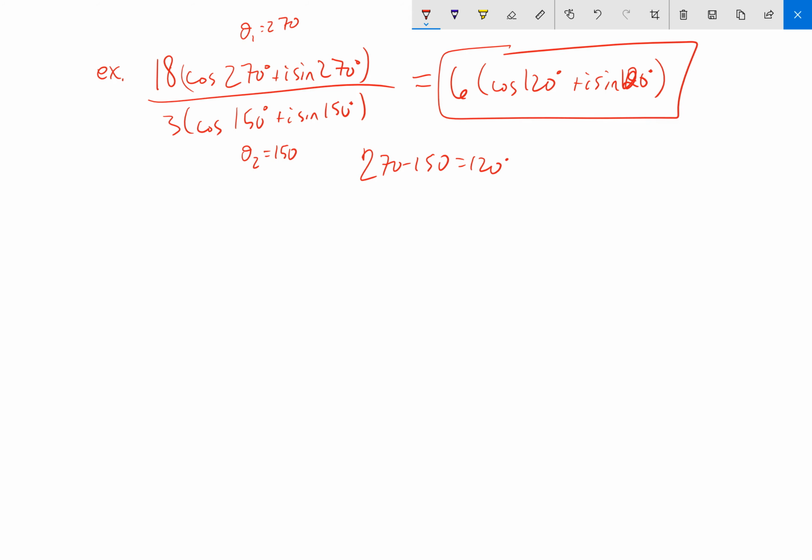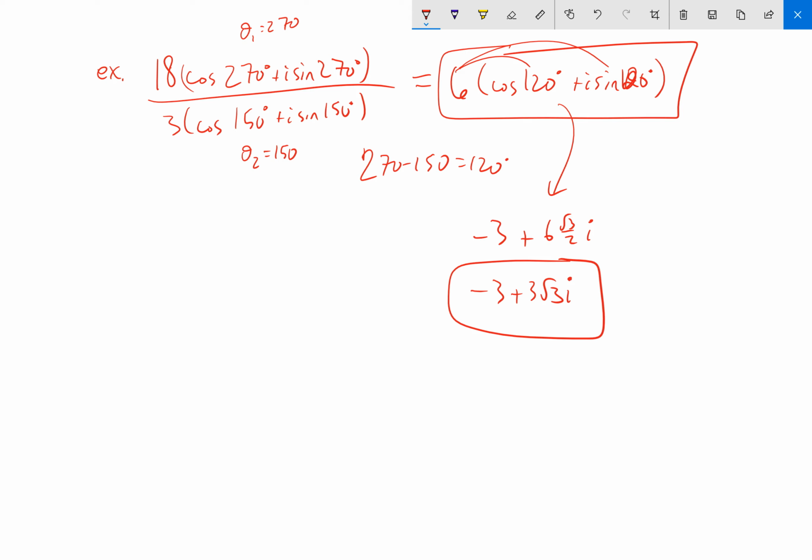If we wanted to convert this to rectangular form, I could distribute 6 times cosine of 120, which is a unit circle value. Cosine of 120 is negative 1/2, so I would get negative 3. And then 6 times sine of 120, sine of 120 is square root of 3 over 2, times i, so I would get negative 3 plus 3 root 3 times i, right? So this is equivalent. This is the standard rectangular form. This up here is the trig form, same values.